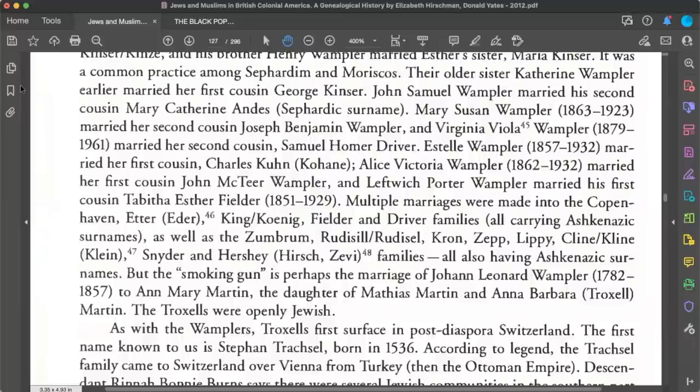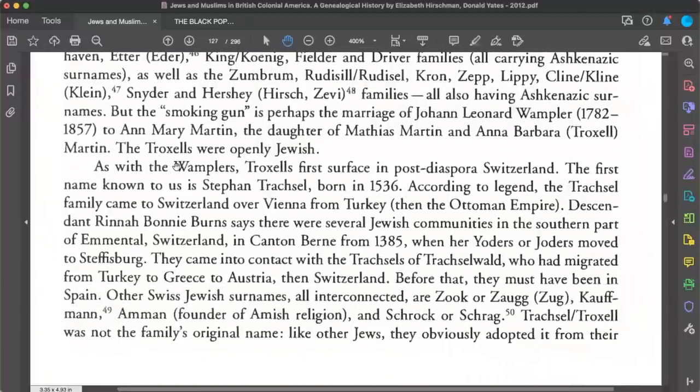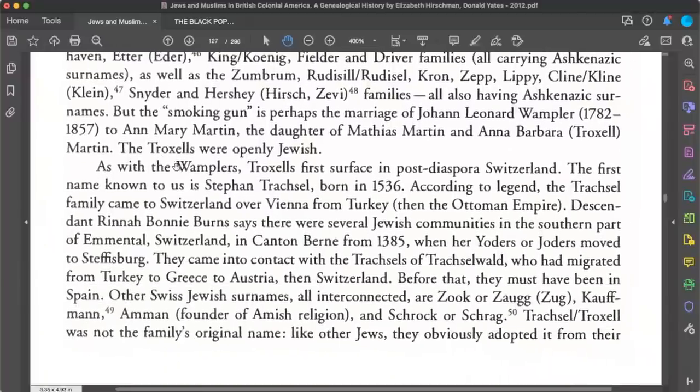So the Ashkenazis were making sure they were really doing it. But the smoking gun is perhaps the marriage of Johann Leonard Wampler to Anne Mary Martin, the daughter of Matthias Martin and Anna Barbara Troschel Martin. The Troschels were openly Jewish. And with the Wamplers, Troschels first surfaced in post-diaspora Switzerland, the first name known to us is Stephen Traschel, born in 1536. According to legend, the Traschel family came to Switzerland over Vienna from Turkey, then the Ottoman Empire.